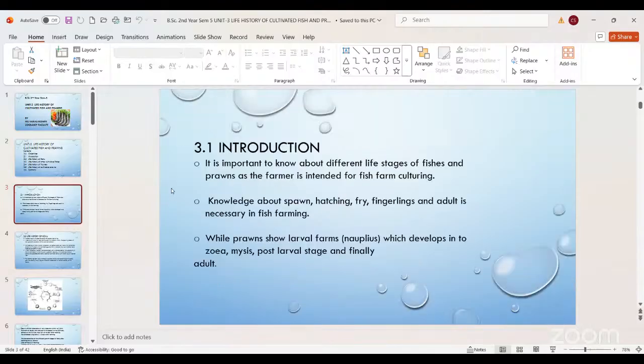So it is important to know about different life stages of fishes and prawns as it is intended for fish farm culturing. Knowledge about spawn, hatching, fry, fingerlings, and adult is necessary in fish farming, while prawns show larval forms, which develop into zoea, mysis, post-larval stage, and finally adult.